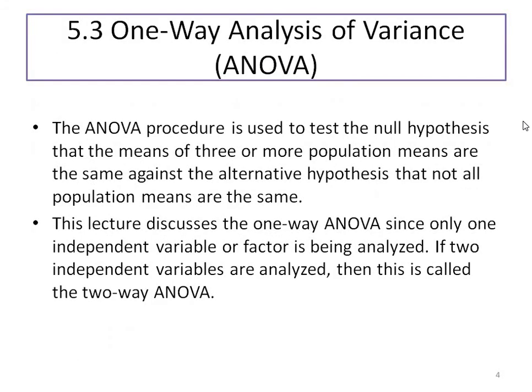The ANOVA procedure is used to test the null hypothesis that the means of three or more populations are the same against the alternative hypothesis that not all population means are the same. This lecture discusses the one-way ANOVA since only one independent variable or factor is being analyzed. If two independent variables are analyzed, then this is called the two-way ANOVA.